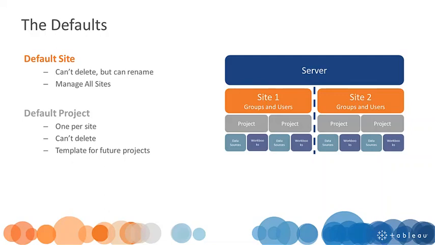On each individual site, you'll also have a default project. You can't delete those either, and I would in fact recommend holding on to them as a good administrative tool because they'll serve as a template for all future projects that you add to your site. For instance, the permissions that you place on that default project will be copied over to any projects you make after that. You can use that as a powerful tool to ensure that no one has access to projects until they are specifically given permission to see that information.